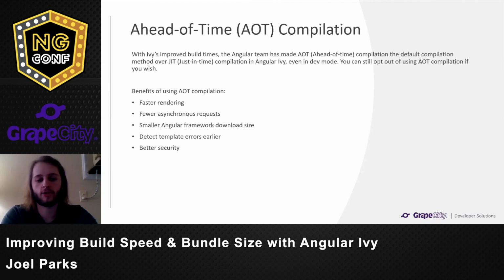Detect template errors earlier. AOT builds detect and report template binding errors during the build step, before users can see them. And finally, better security. AOT compiles the HTML templates and components into JavaScript files long before they're served to the client. With no templates to read and no risky client-side HTML or JavaScript evaluations, there are fewer opportunities for injection attacks.